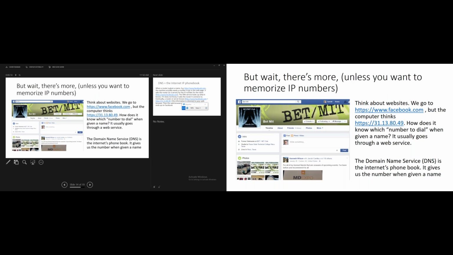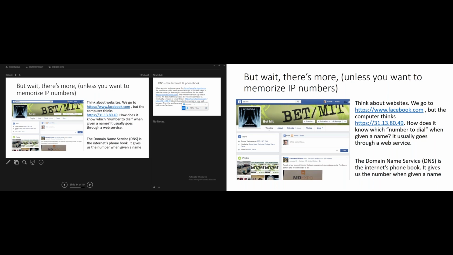So, Facebook is a name, right? Think back to your phone now. You go to your phone. How many of y'all actually remember everyone's phone number? No, that's why you got a contacts list, right? You got a contact list so that you can actually find that phone number. The internet has a contact list. We call it the DNS. You know how many phone numbers there are on the internet? Billions.